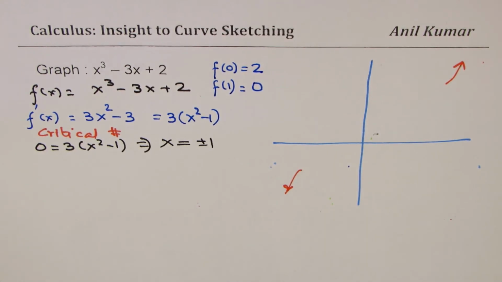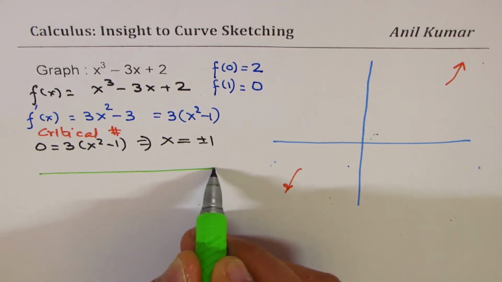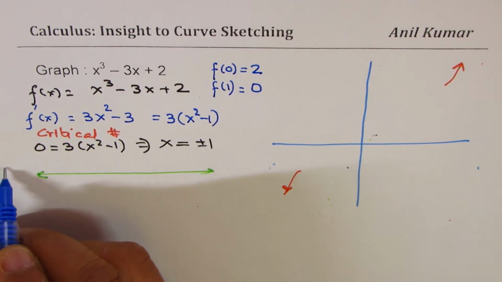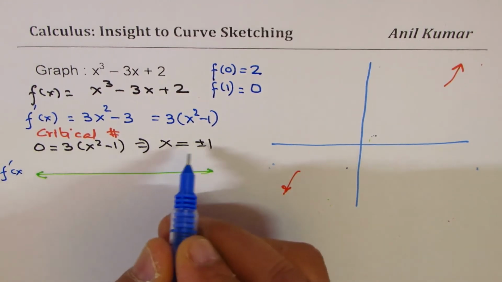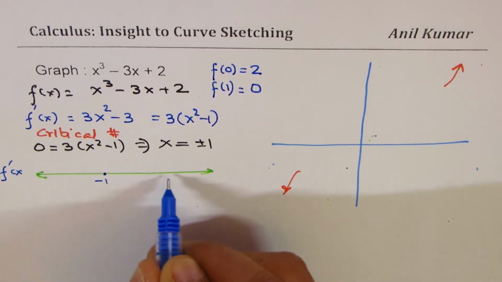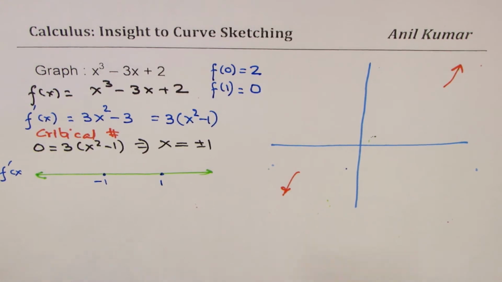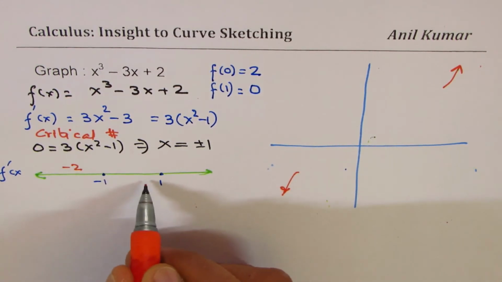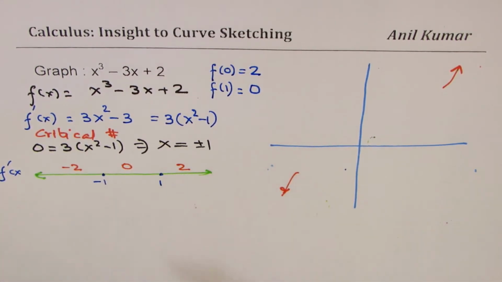Let us analyze both of them, okay? So we'll analyze both these critical numbers. That is, we have the first derivative, which is 0 at minus 1 and at plus 1. So let us take a test point. Let us say that the test point here is minus 2. Here we could have 0 plus 2.